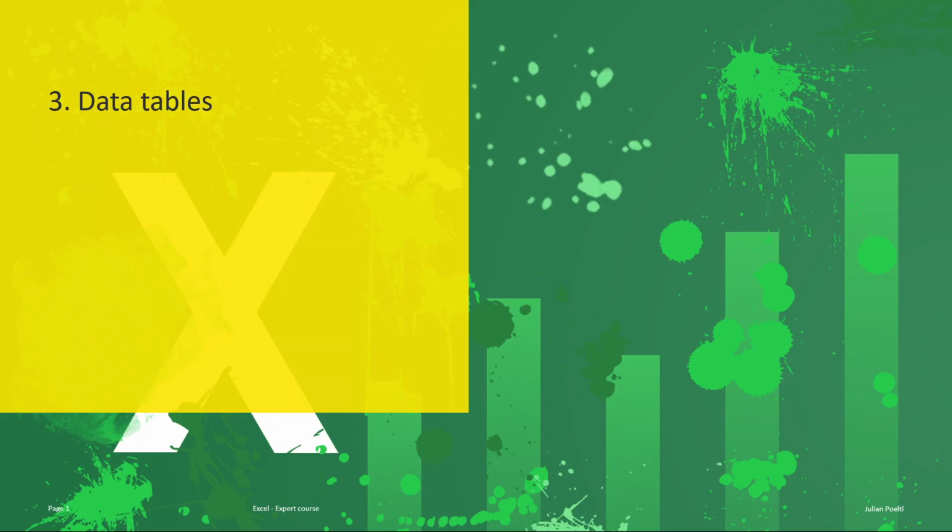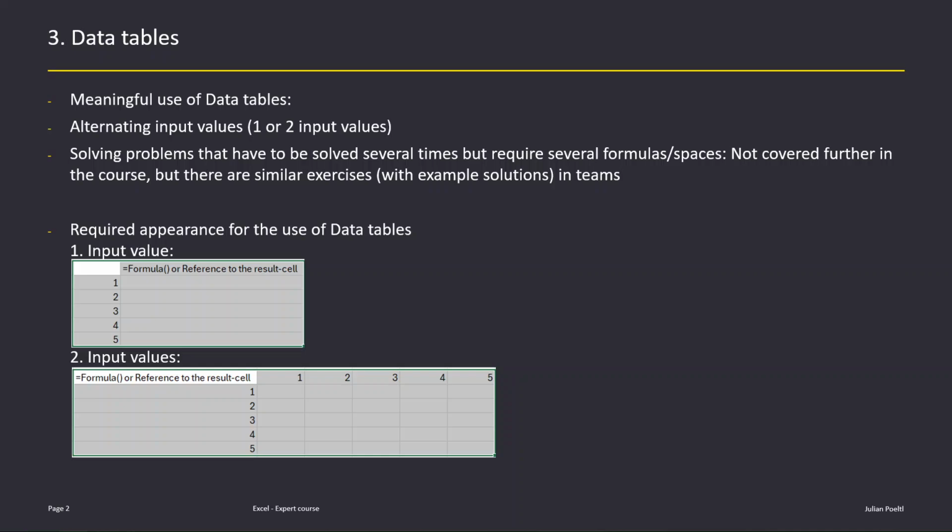Here we are with our next video about the so-called data tables. And when is it meaningful to use data tables? It's useful when you want to alternate input values. You could either alternate only one input value or two input values.